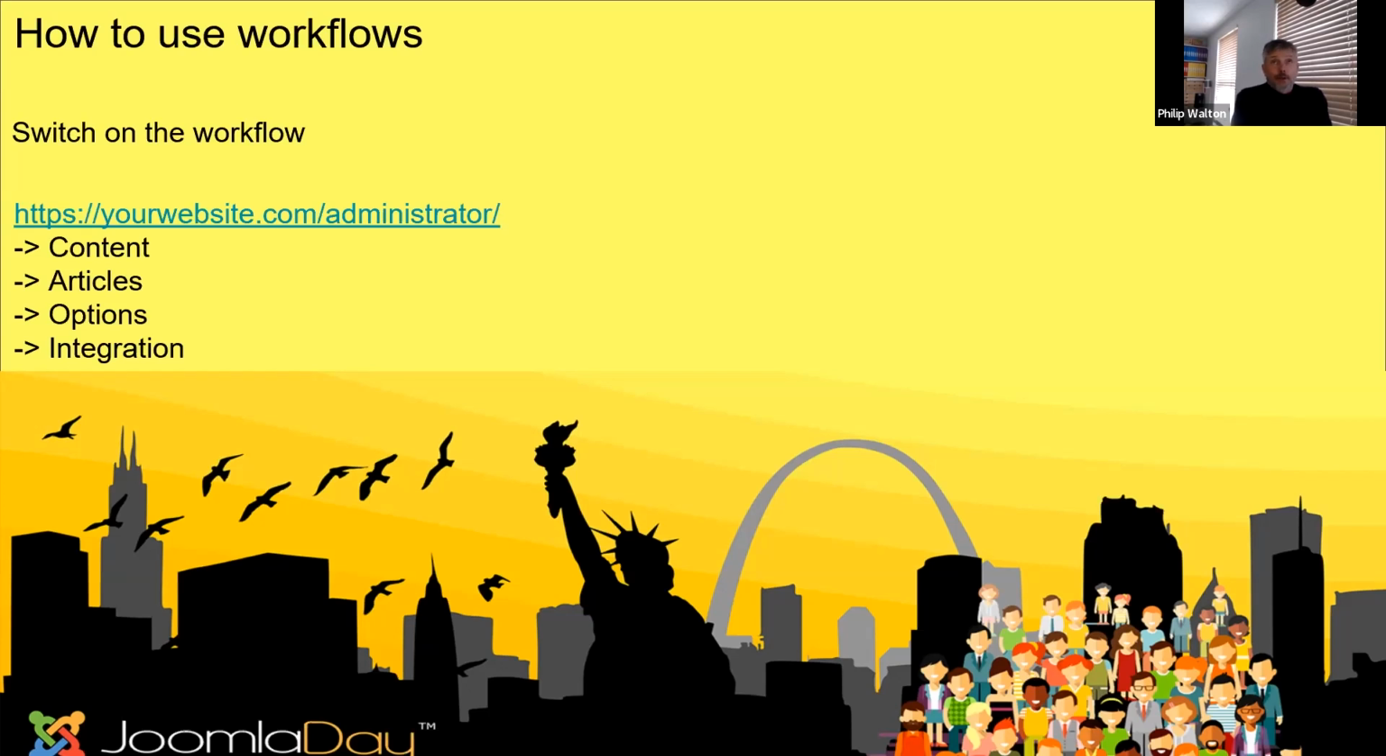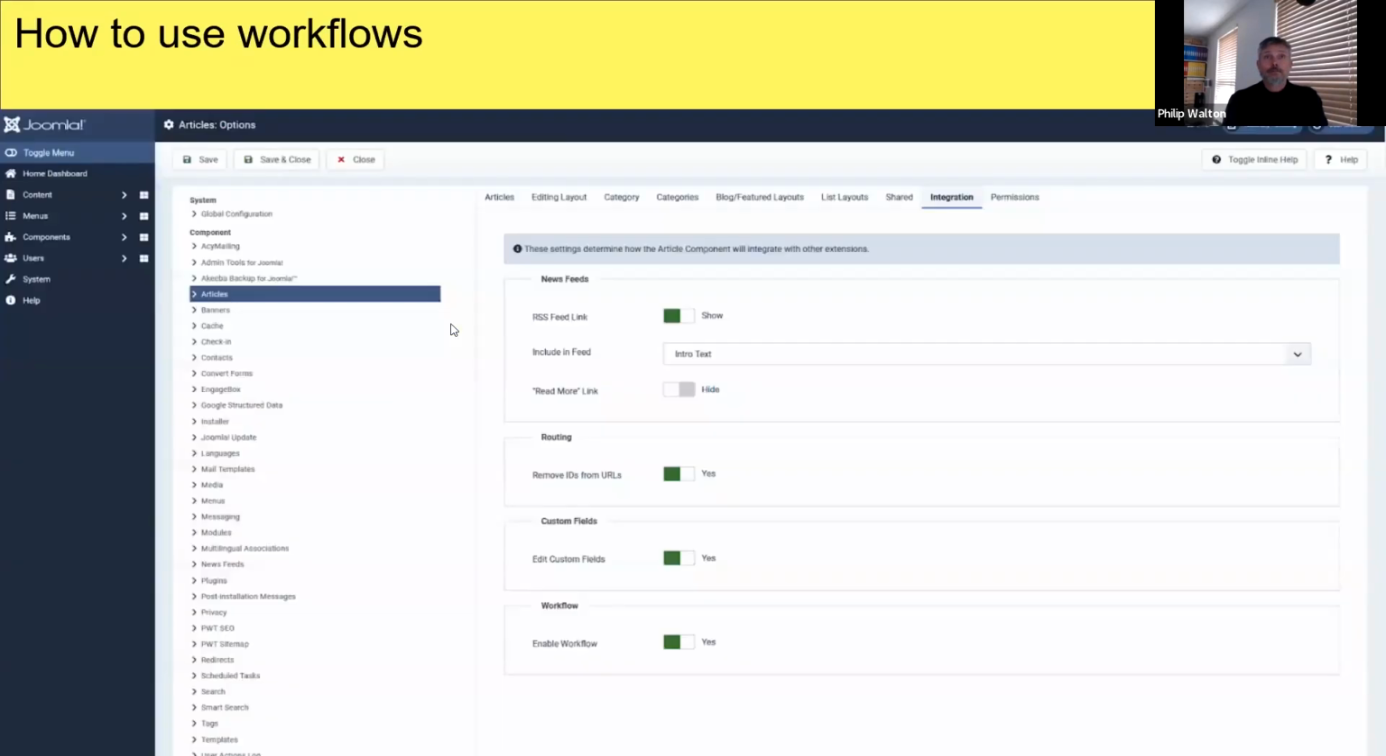The first thing you need to do is switch on workflows, and it doesn't come switched on in Joomla 4 and 4.1. It is actually in https://yourwebsite.com/administrator. Then you go to content, then articles, then the options, and inside that you have the integration. This is the screen I've gone into, in the articles, and you can see just here we've got enable workflows, just like you've got the custom fields and the routing.